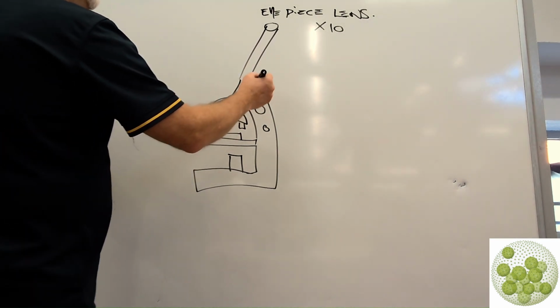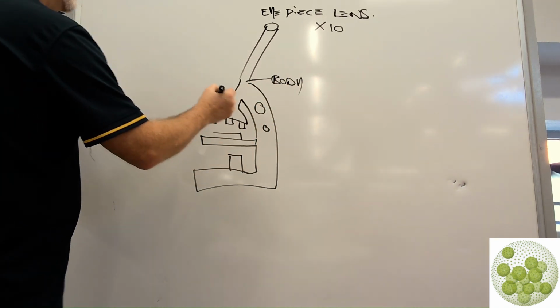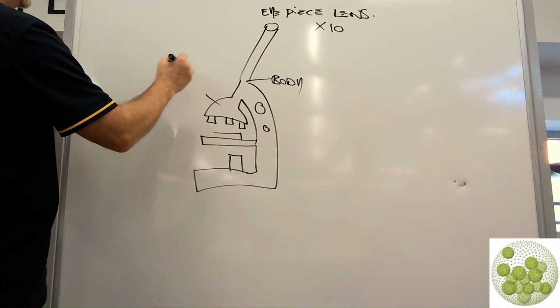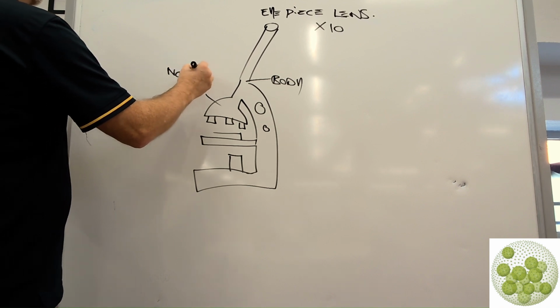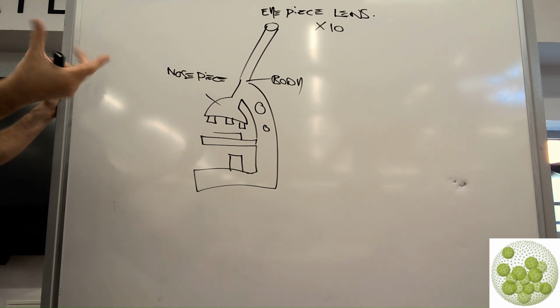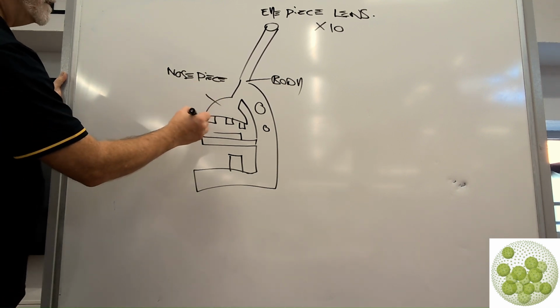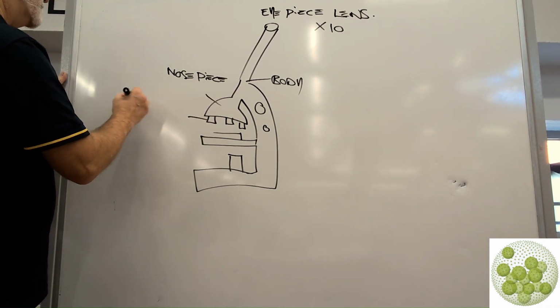Then down here, this makes up the body of the microscope. But of note is this bit is called the nose piece. The nose piece can revolve. Sometimes it's called the revolving nose piece. Okay? And on the revolving nose piece, there are objective lenses.